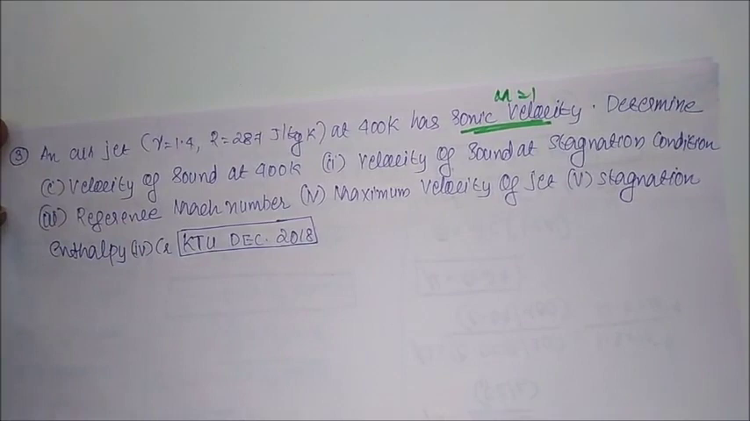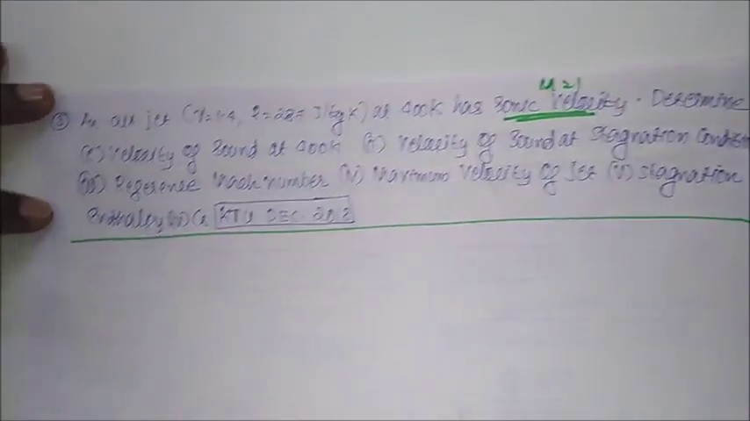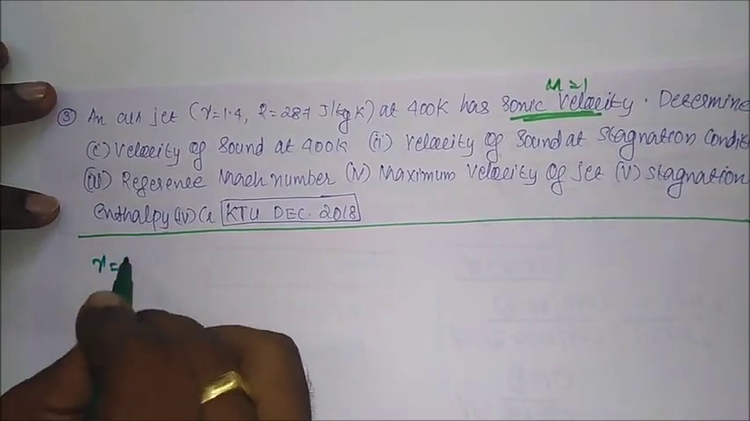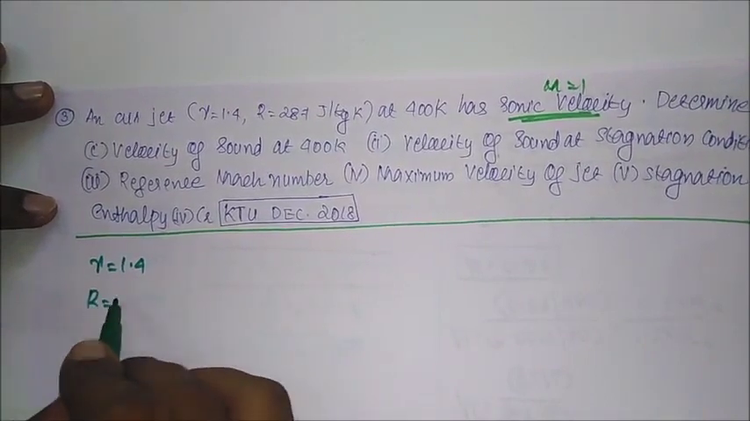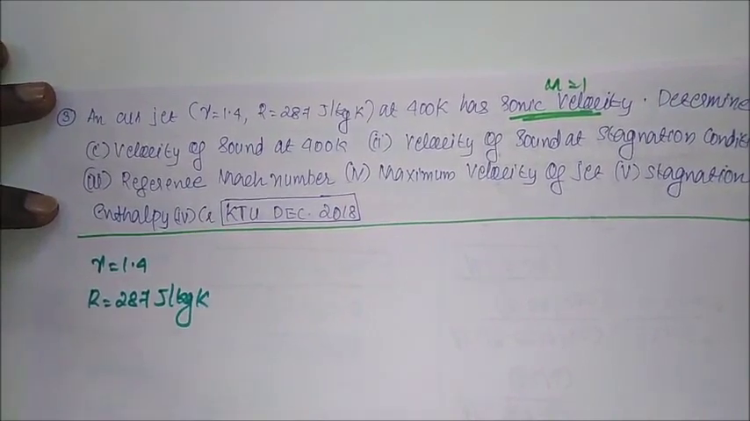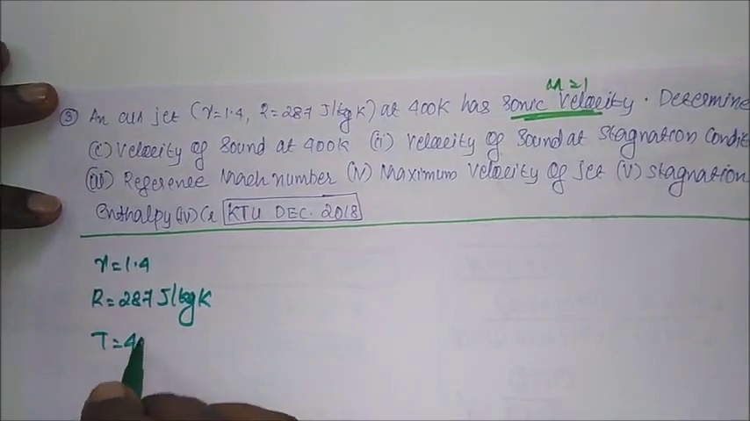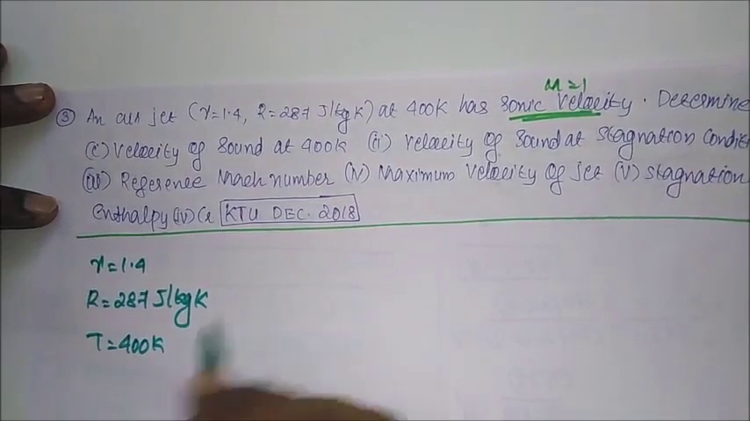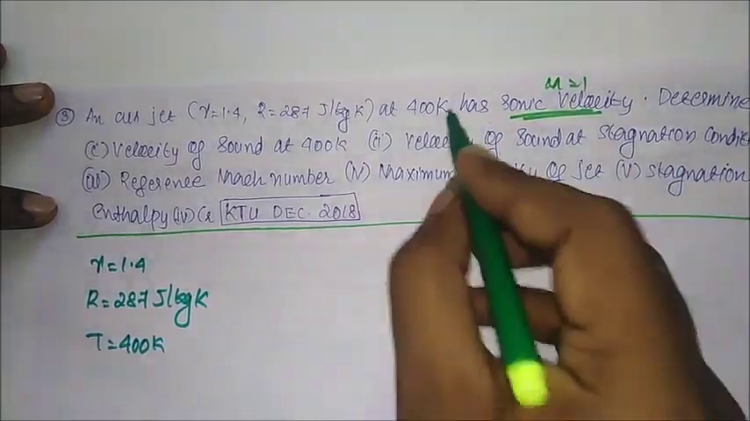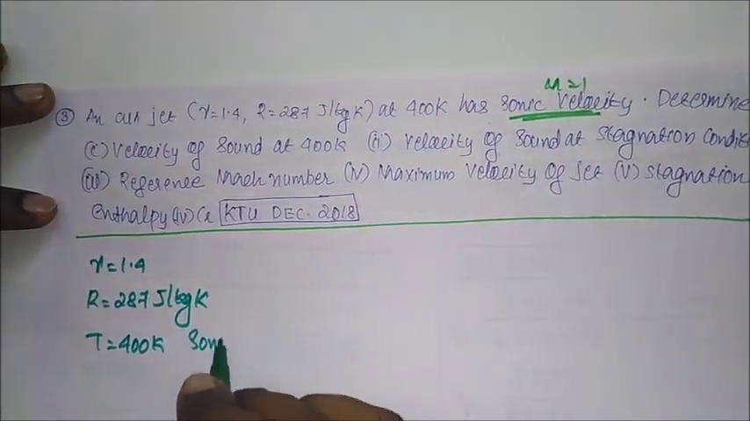It is given that an air jet has gamma equal to 1.4 and R equal to 287 joule per kilogram Kelvin, and the temperature is equal to 400 Kelvin. It has sonic velocity at 400 Kelvin. That is the sonic condition.